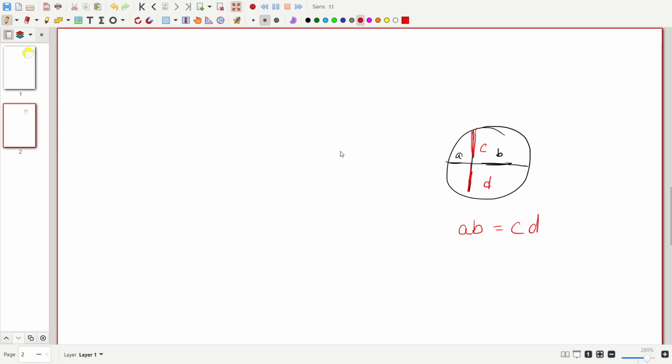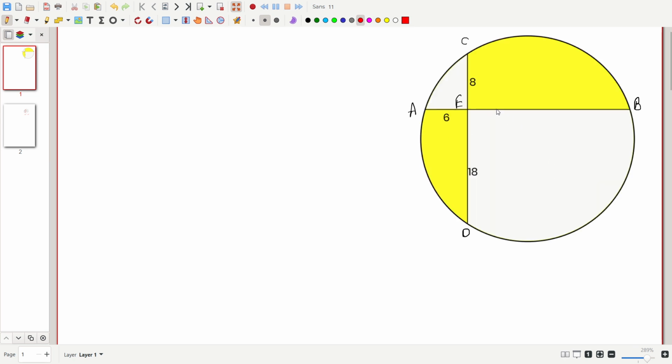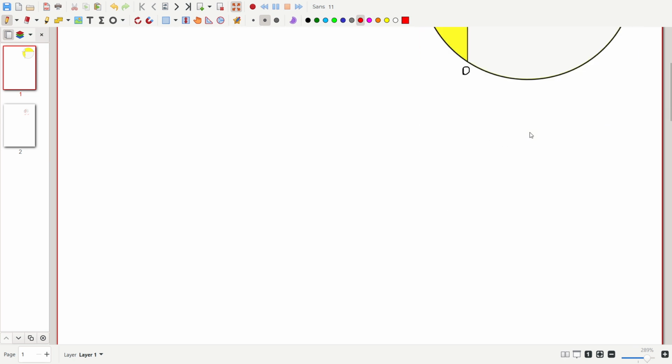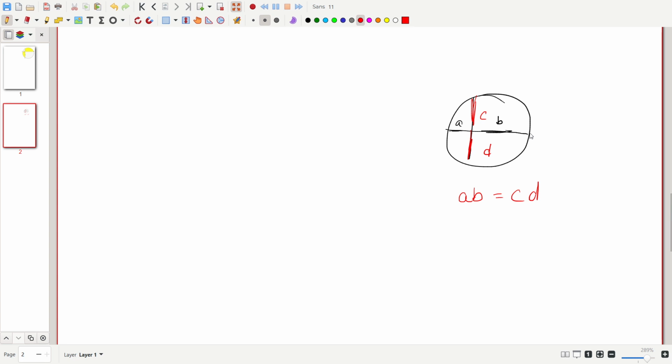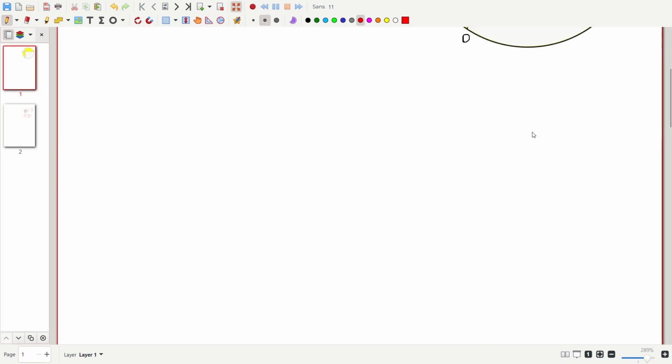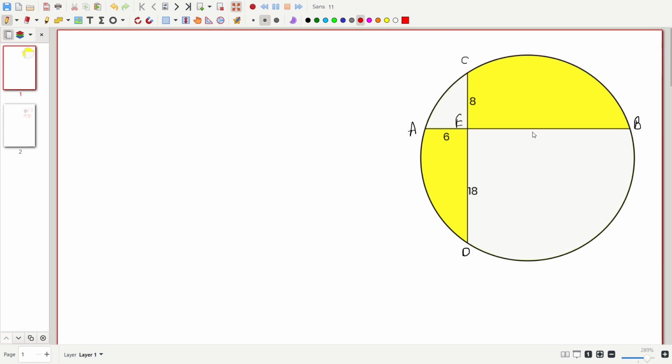Now by using this theorem, I know 8 and 18 but I don't know EB. So let's say C is 8, D is 18, A is 6. Put these values: 6 times B equals 8 times 18. 6 times 3 is 18, so B is 24. In that way we have found the value of EB. So EB is 24.